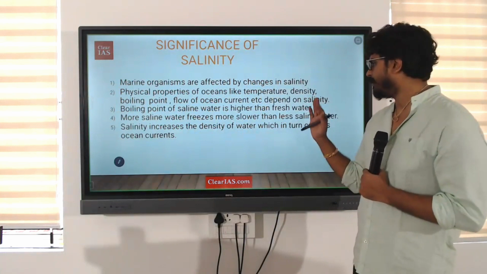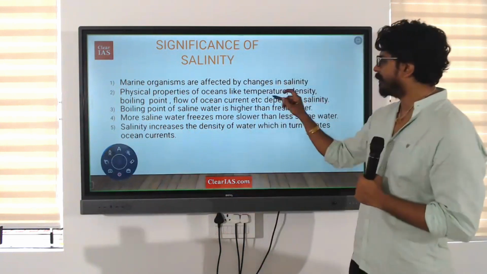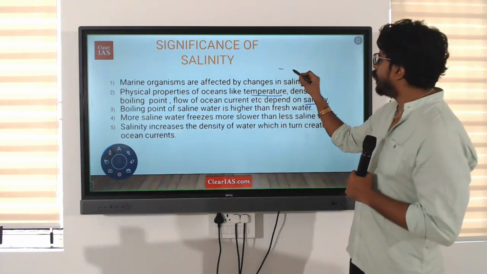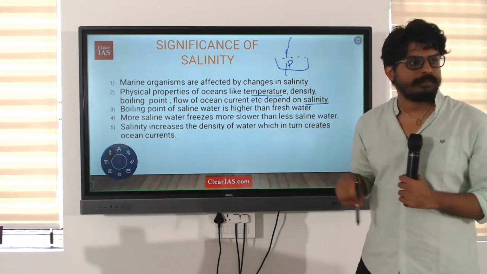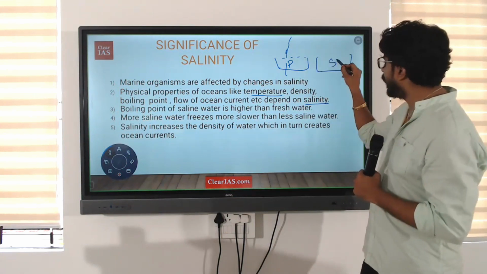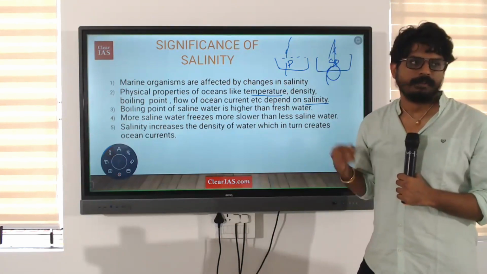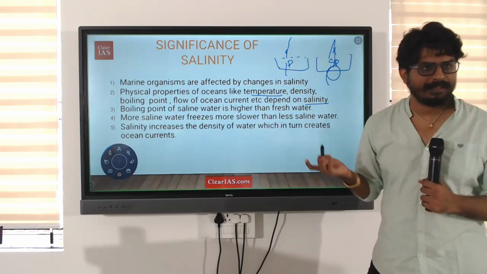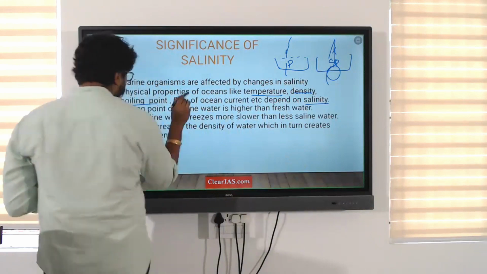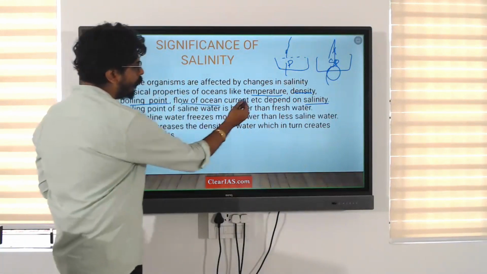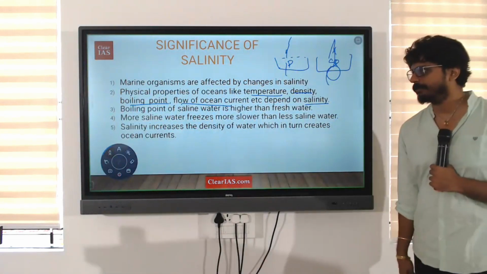What all? Temperature, we said salinity and temperature are related. Now, before Tilotima asks me, I'll tell you how temperature and salinity are related. So, if a water is pure, it will evaporate faster. But if the water is saline, it would need a higher temperature to evaporate. Understood? Salinity and temperature are related. Then density, boiling point, flow of ocean current, etc. will depend on salinity. Okay?